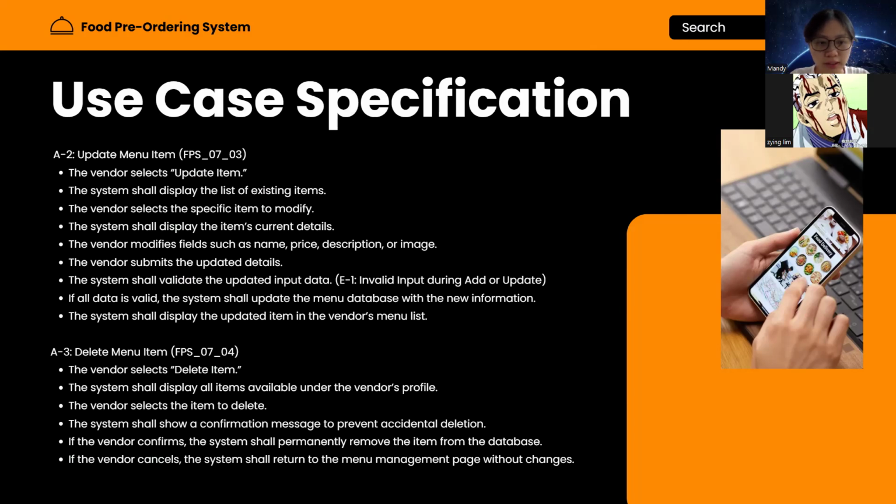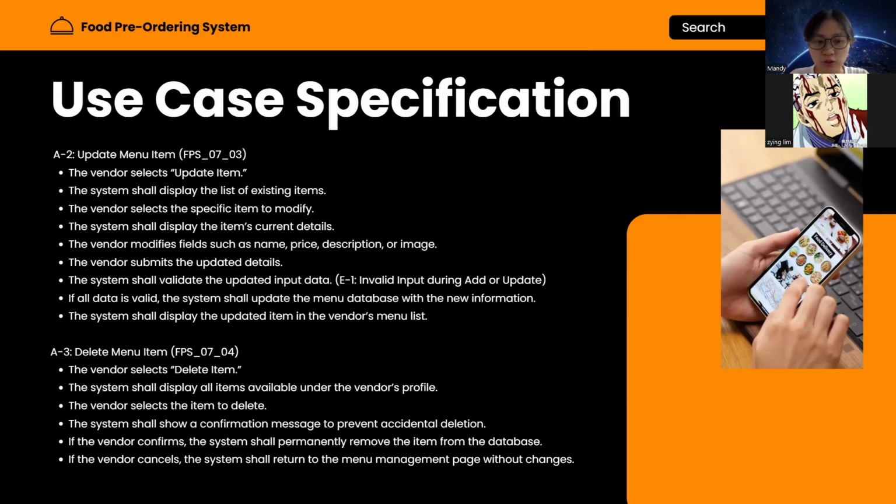The system shall display the updated items in the vendor menu list at last. And alternative 3 will be delete menu item. So the vendor needs to select a delete item. The system shall display all items available under the vendor profile, and the vendor selects the item to delete.